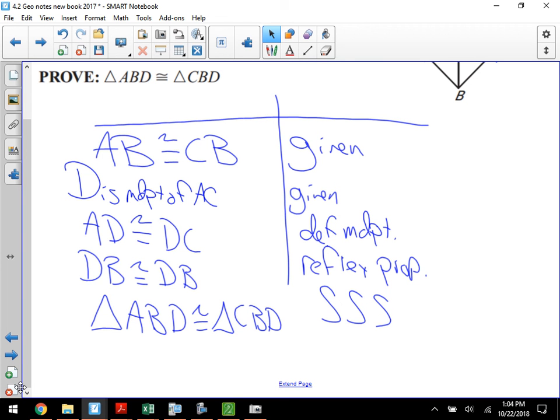Stop. Draw the pictures and fill in the blanks. Seriously.